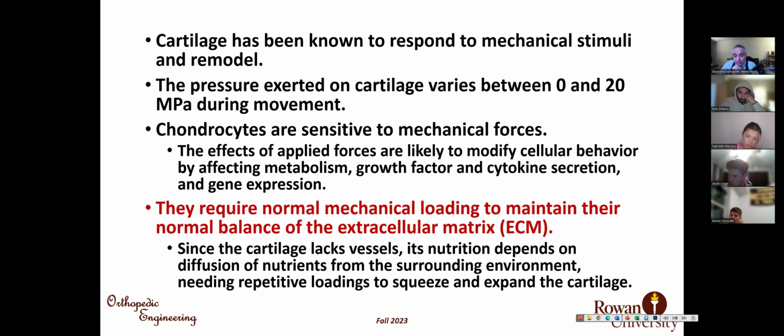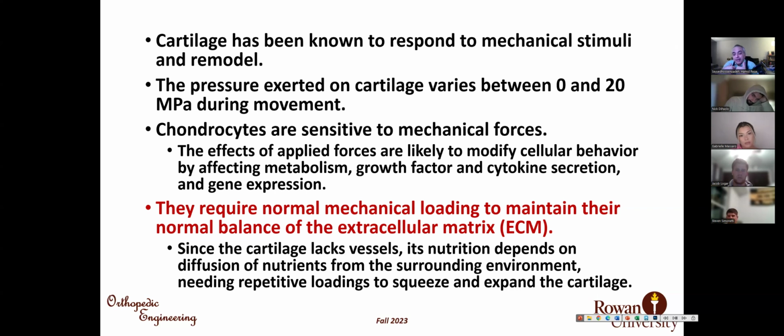So this is how the cartilage needs the loading, but this is not the only reason. Like any other musculoskeletal tissue, when you apply load on cartilage, the cartilage cells inside the cartilage sense this load and change their behavior to create a thicker and more resistant cartilage.